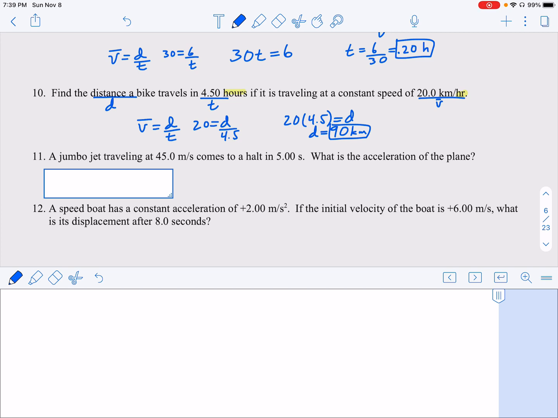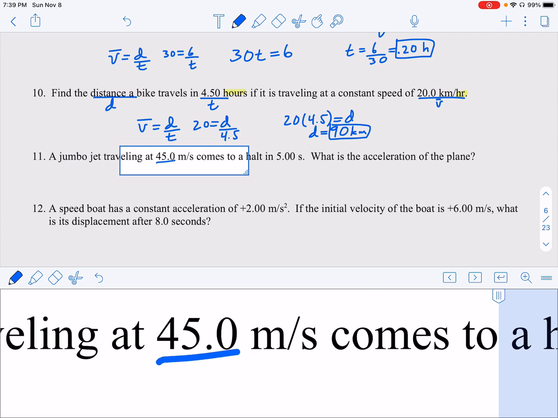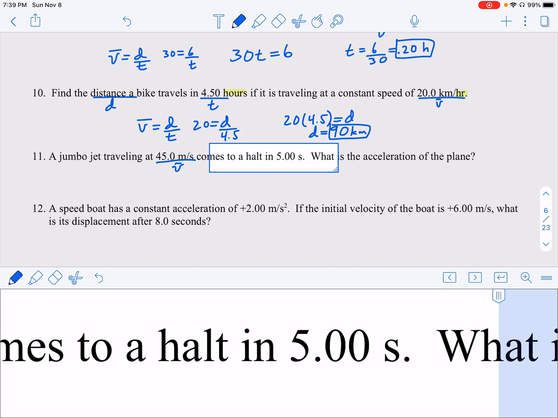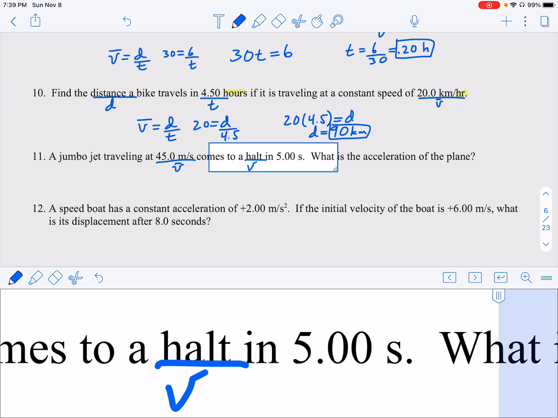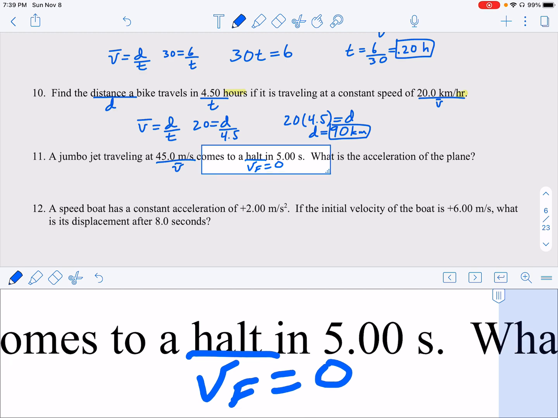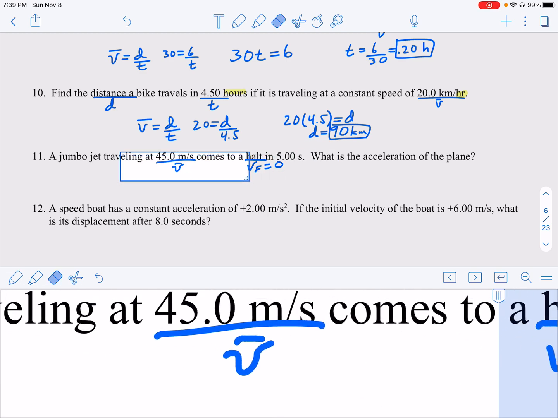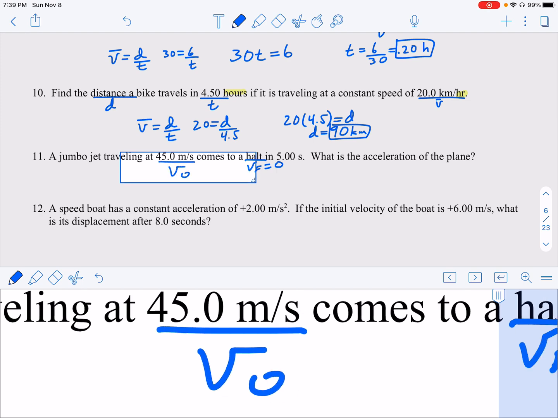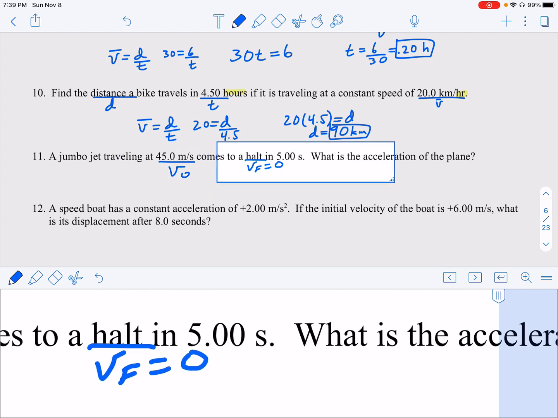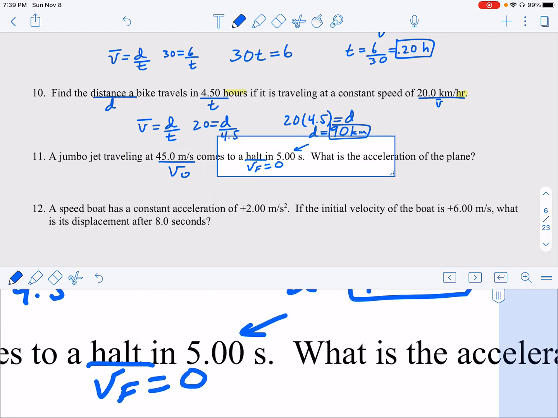Jumbo jet, 45 meters per second. The units tell me that's speed. So now it comes to a halt. Uh-oh, so it's not constant speed. VF is 0, so this is not average speed. This would be its original speed. And then we have the time right there.